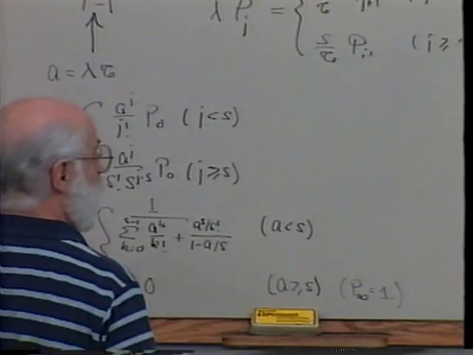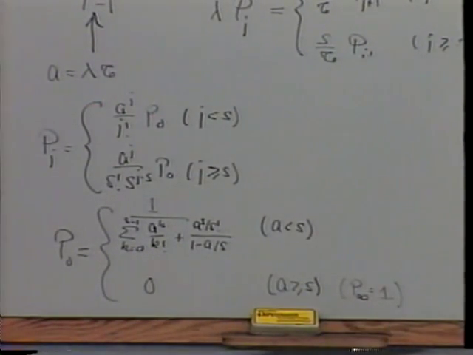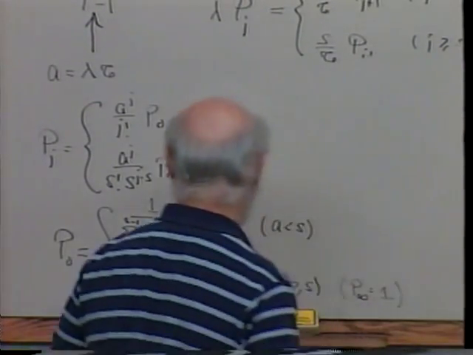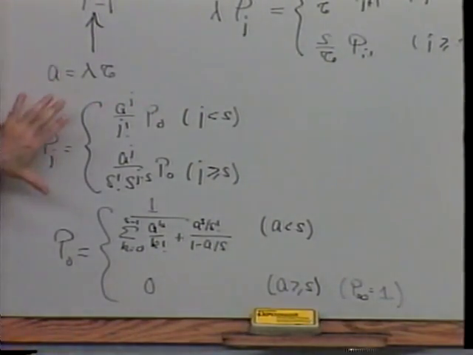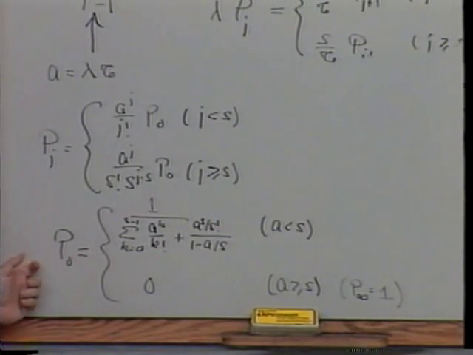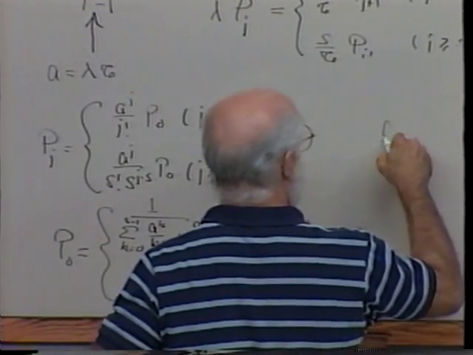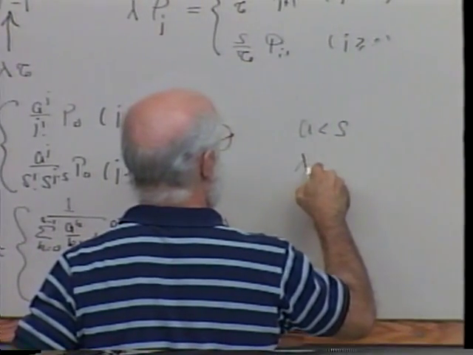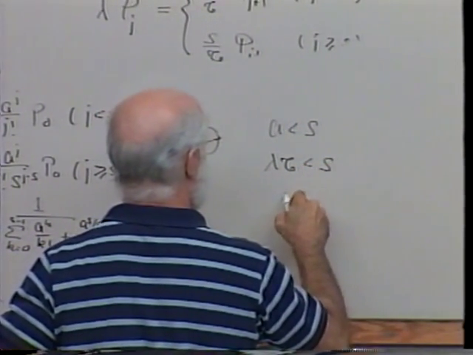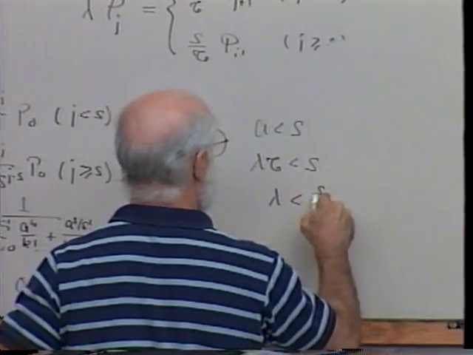Okay, now the next question is, what do we mean when we say a is less than s? Obviously a is less than s is the important case, because that's the case where you get a legitimate probability distribution. If that condition isn't met, then there is no equilibrium distribution, or no proper one, because the probability of being in any finite state is 0. Okay, so what does it mean then? If we say that a is less than s, what you're saying is that lambda times tau is less than s, which means you're saying that lambda is less than s over tau.